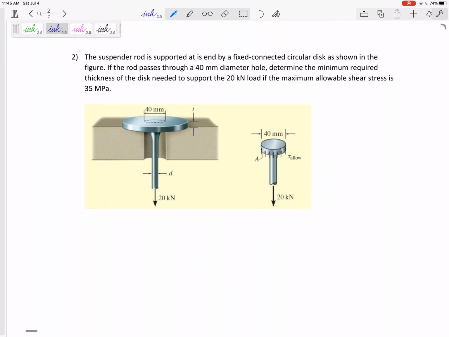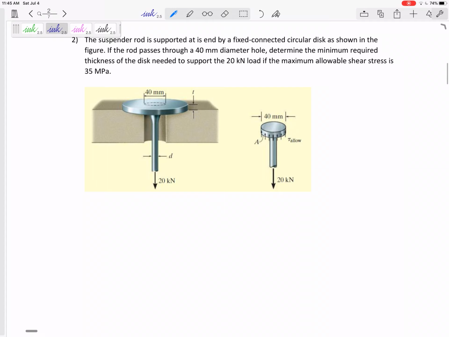May not do this for you, but visualize if this failed, if this cut out, if this sheared, how would it shear? What is the cut? And so here the cut would be the circumference, almost like a cylinder. The surface area of a cylinder would be the cut that the shear force is acting over.